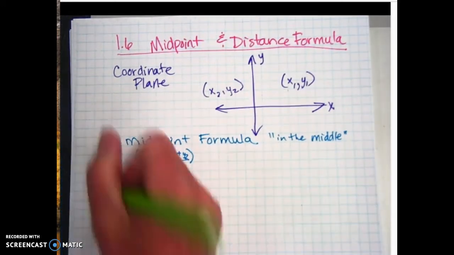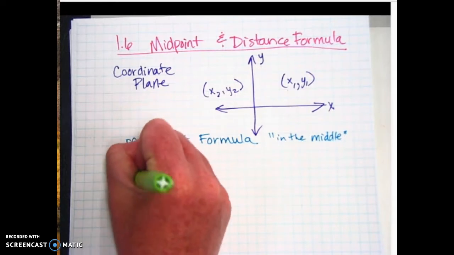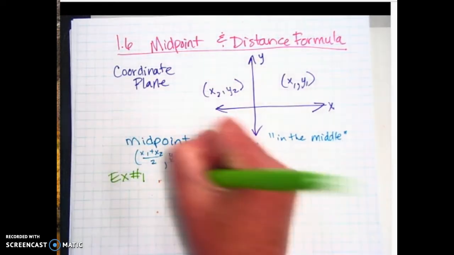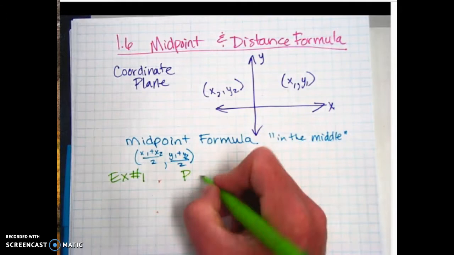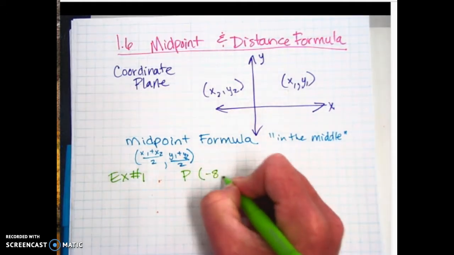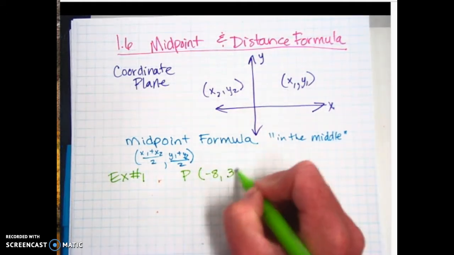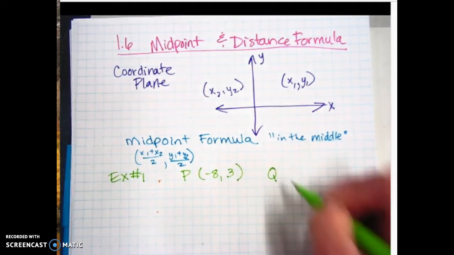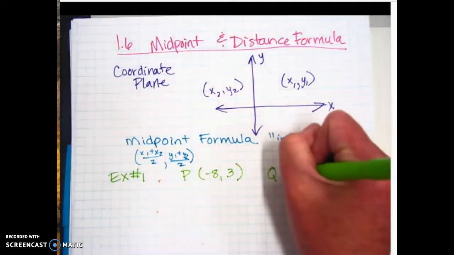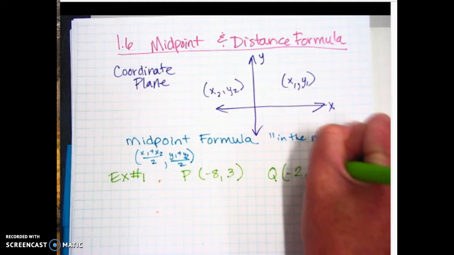So let's try it. Example number 1. I'm going to give you 2 points. The first point is at P, which we're going to put at -8, 3. Then we're going to do another point Q. It's going to be at -2, 7.